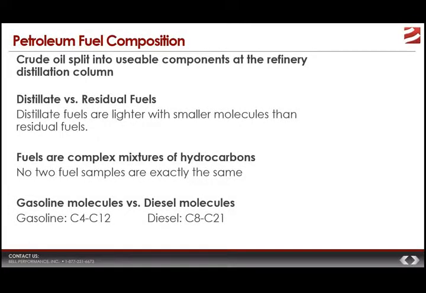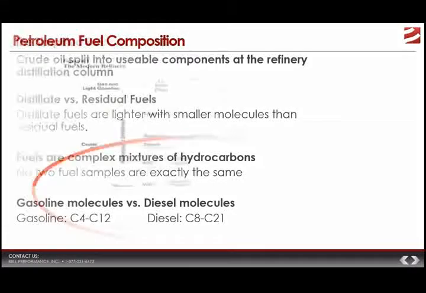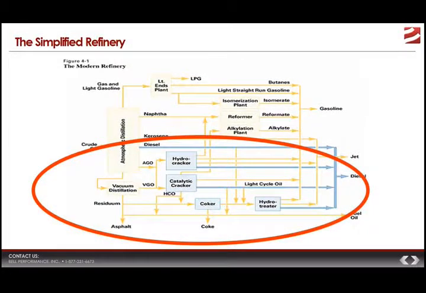Gasoline molecules are smaller than diesel molecules. Gasoline is typically made up of 4 carbon to 12 carbon chains, where we see C4 to C12. Diesel is made up of larger, heavier molecules, starting with 8 carbons and going up to 21 carbons. Now, at the refinery, you can see a simplified schematic here, but even though this is simplified, you can see there's still a lot of different parts that play into making up a refinery and enabling it to do everything that it's supposed to do.